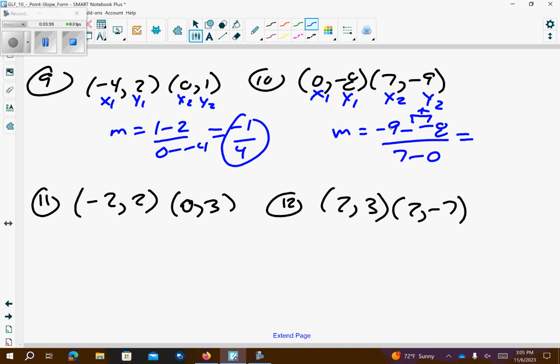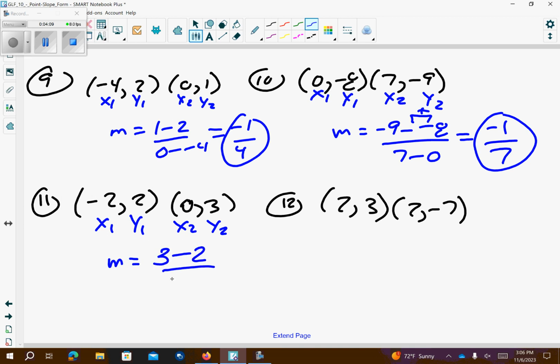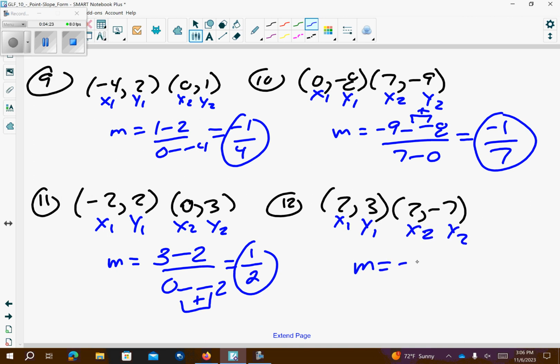Negative is positive, so -9 plus 8 is -1 over 7. That's my slope. x1, y1, x2, y2. So my slope is going to be y2 minus y1 over x2 minus x1. Negative is positive. On top, 3 minus 2 is 1 over 2. There's my slope. x1, y1, x2, y2. So my slope is going to be y2 minus y1 over x2 minus x1.